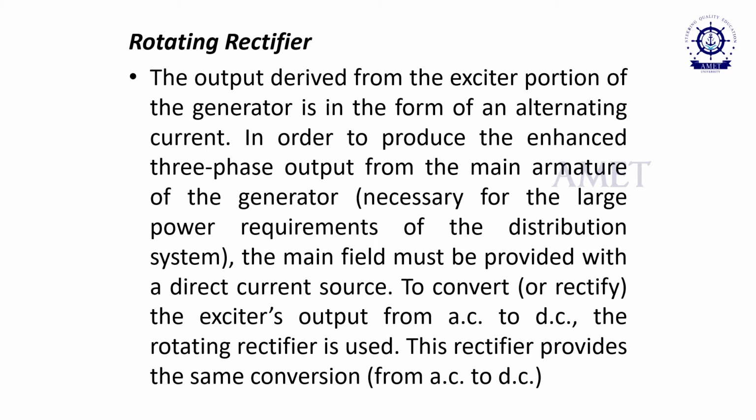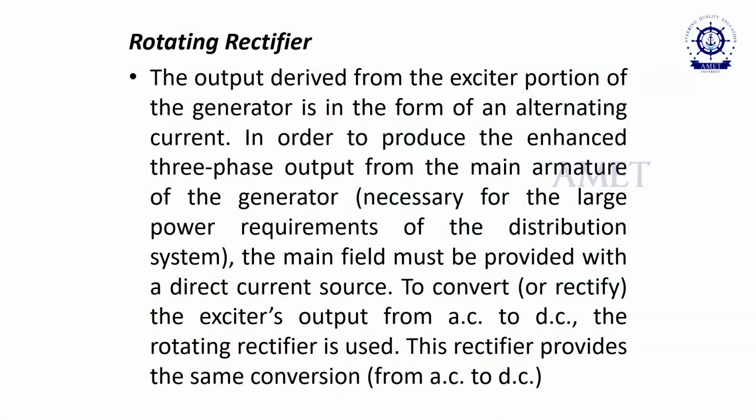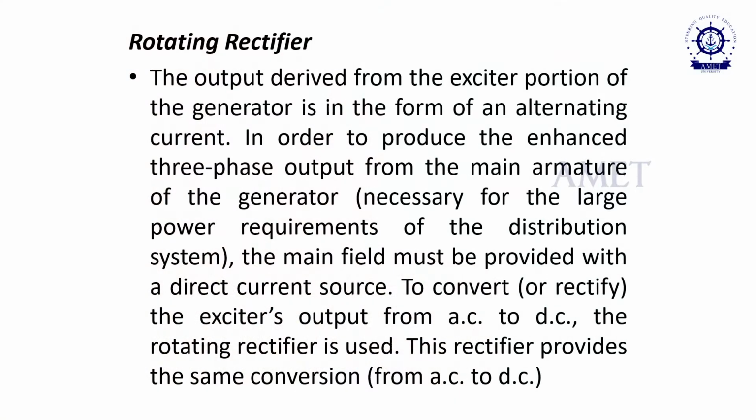Next is the rotating rectifier. This is also one important part of the exciter alternator. Here the EMF induced will be AC, but the main alternator field winding needs a DC supply. This rectifier circuit, as we know very well, is mainly used for conversion of AC to DC. So this armature output will be given to the rotating rectifier. It converts AC to DC, and the main field must be provided with a direct current source.